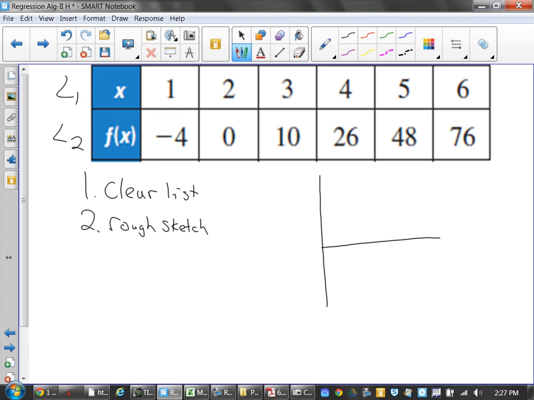I'm not marking off any tick marks. I'm not walking through anything. All I know is that if I start at 1, I'm at -4. At 2, I'm at 0. At 3, I'm at 10, 40, 26, 48. So I'm increasing quickly. Everybody see that? This isn't linear. You see how it's increasing quickly? It's curving upward.